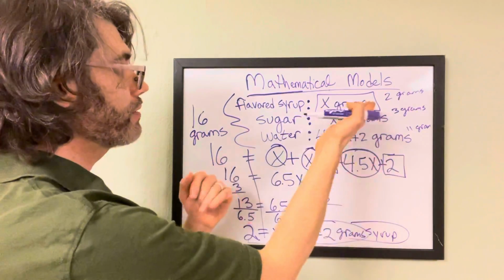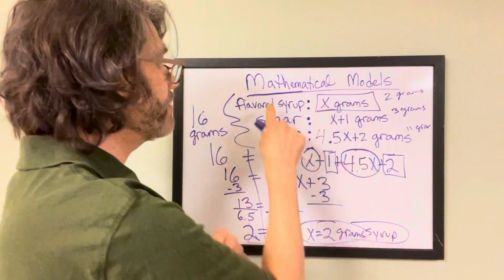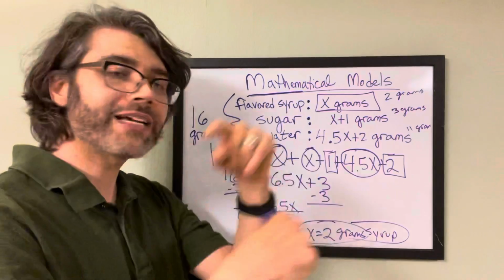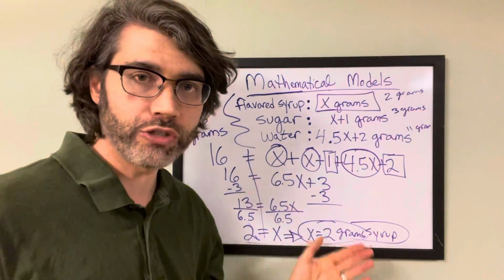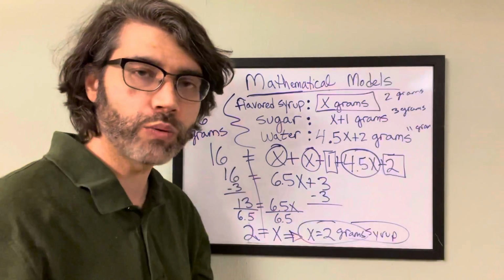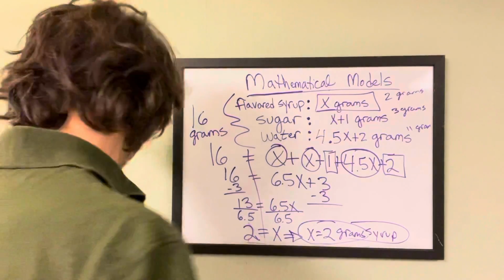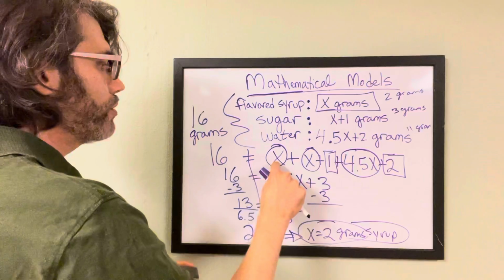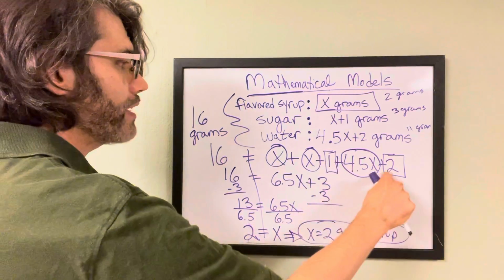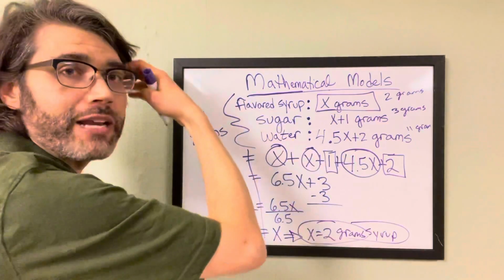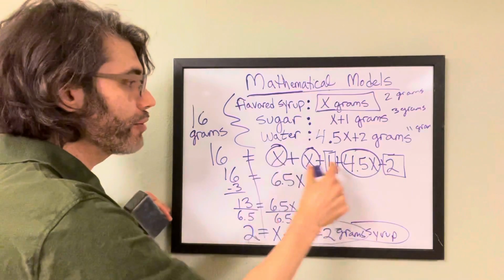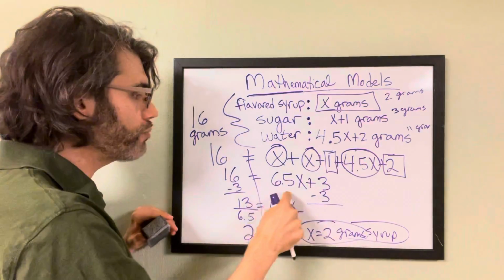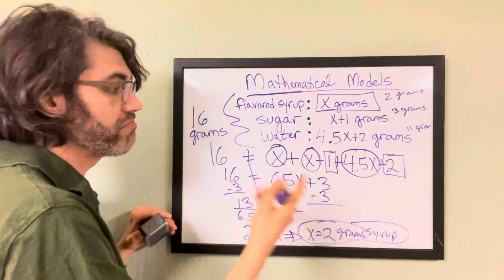We've got exactly the amounts of each of these ingredients to make the perfect mixture that we want to bottle, package, and sell worldwide. Okay. So what I like to say is this line right here, 16 equals x plus 1 plus 4.5x plus 2, that is a mathematical model. Now, it's a little bit more broken down than the next line, but the next line is a mathematical model too. 6.5x plus 3 equals 16.